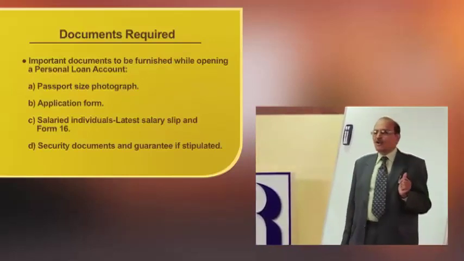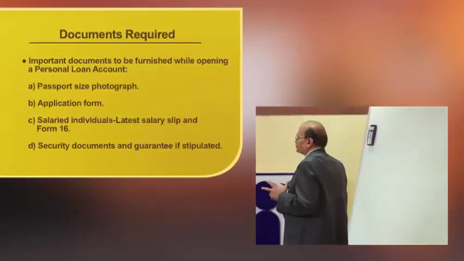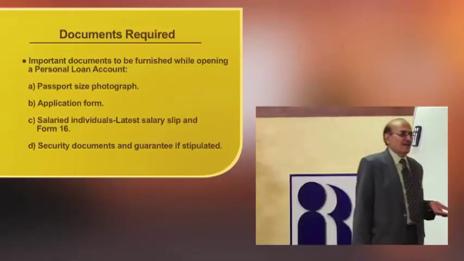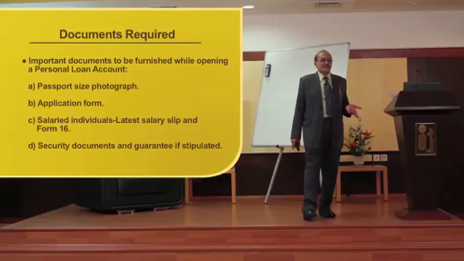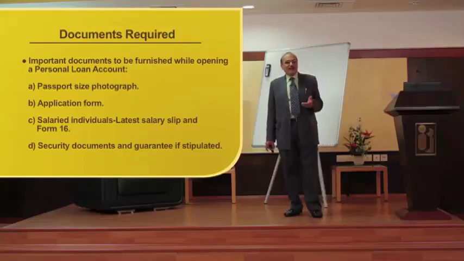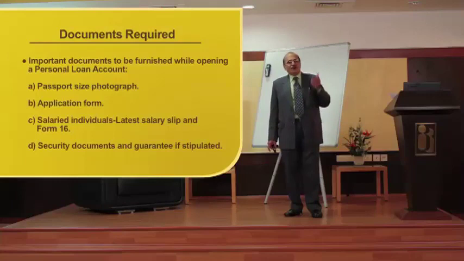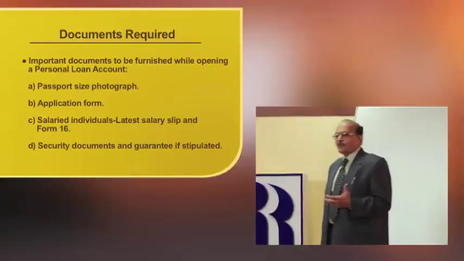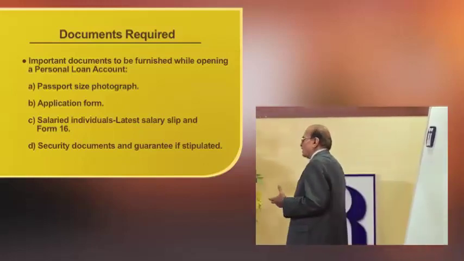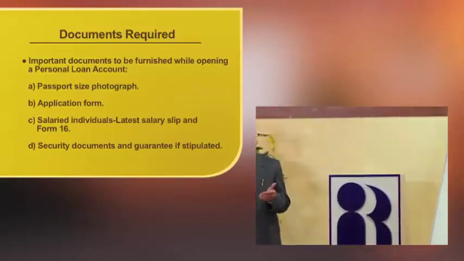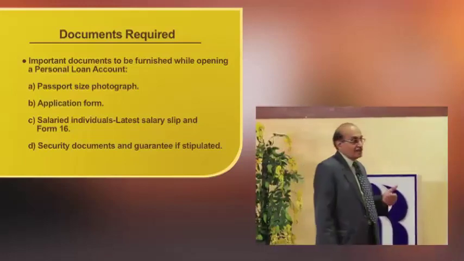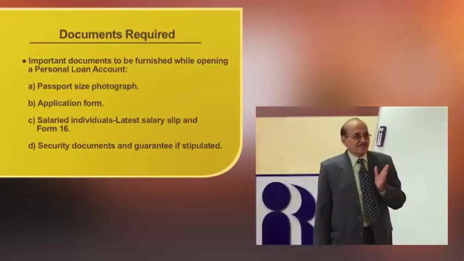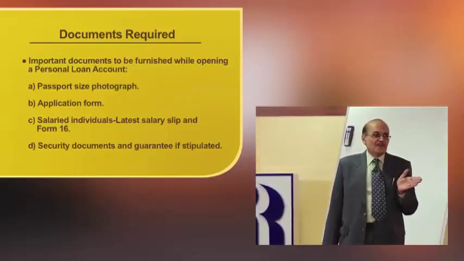Now, for sanctioning a personal loan, what are the documents required? One is, as usual, the application form, the passport size photograph, and for salaried individuals, the latest salary slip and Form 16 to understand his salary structure and how much money he is getting. We should also try to understand, through the application or a declaration given by the borrower, what his other liabilities are, because ultimately we need to ensure that the EMI does not exceed 60% of his total income.